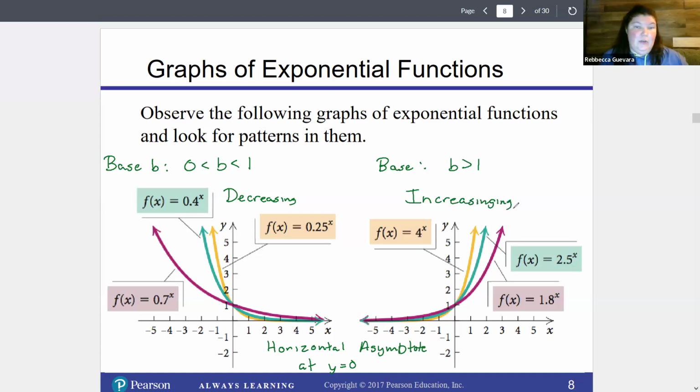You also may notice here that as my bases get larger, my graph kind of flattens out on this side, but over here, we have the opposite thing happening. As my bases get larger, the graph gets steeper.